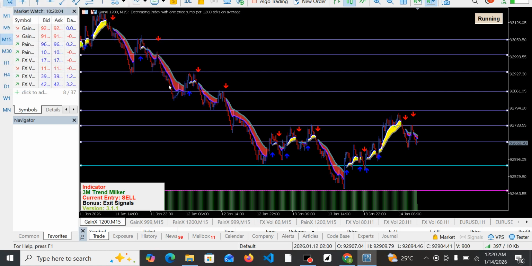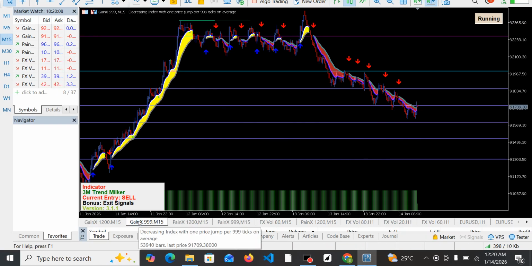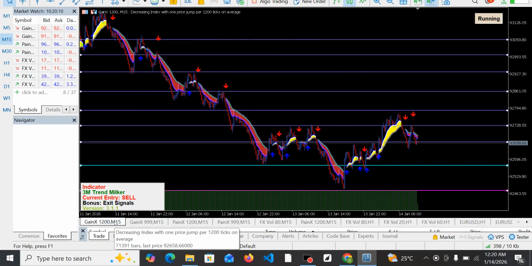Okay, guys, let's check out these two trade setups on GainX 1200 and GainX 999, and we're going to see how it is going, what we should do, and of course, what we should look out for whenever we are trading these two assets. So this is very, very important.